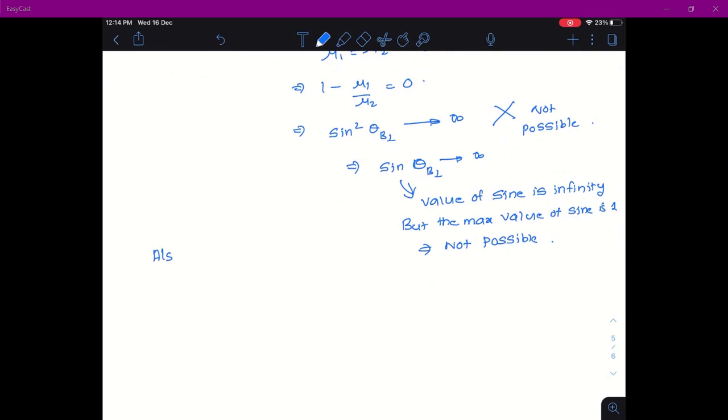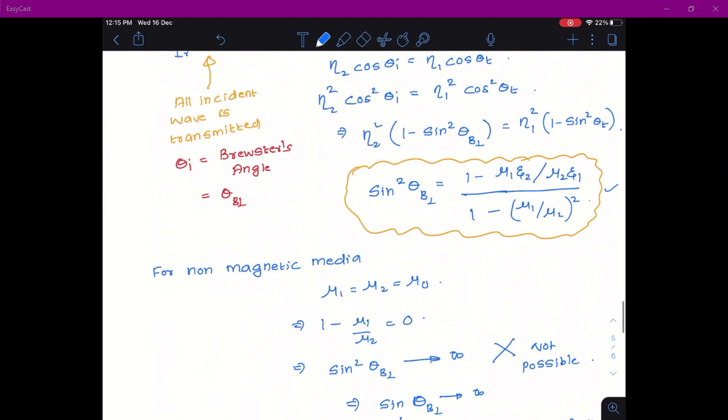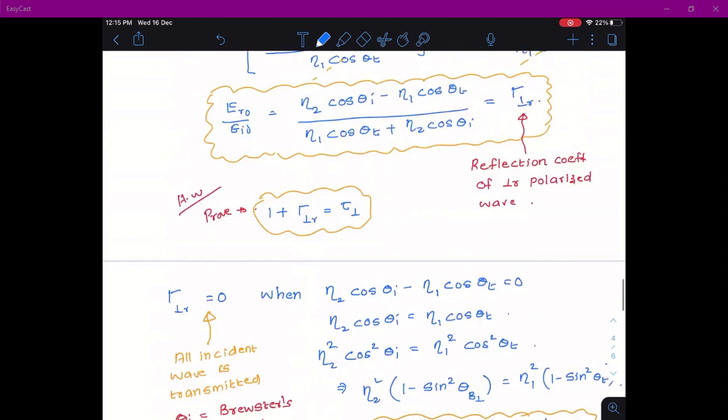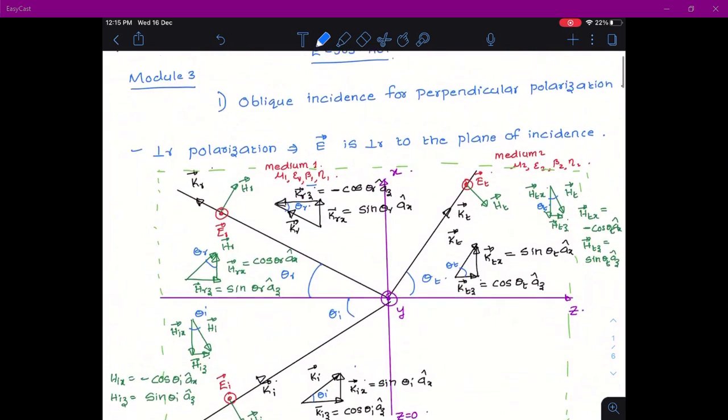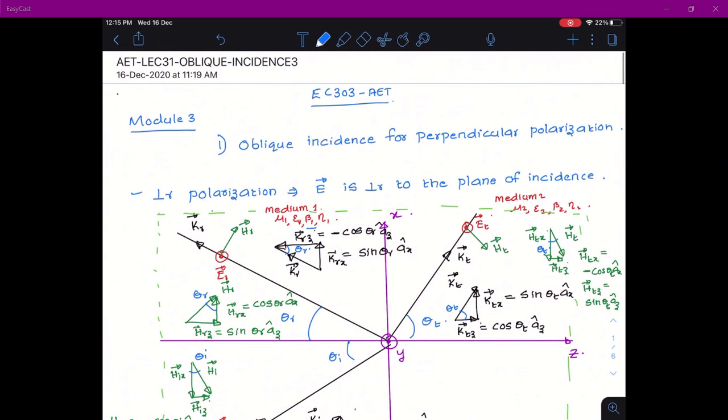Also, if mu 1 is not equal to mu 2, but epsilon 1 is equal to epsilon 2, implies I can write sine of theta b perpendicular is equal to root over mu 2 by mu 1 plus mu 2. You can just substitute this in this equation, you will get the value. Okay. So, this is the oblique incidence of a perpendicular polarized light. I hope you have understood this. Let me know if you have any questions. Thank you.